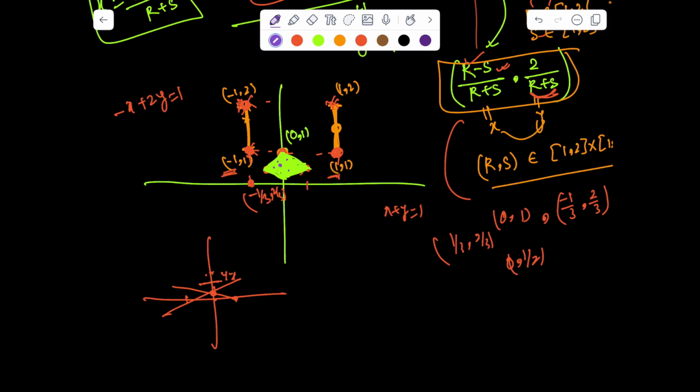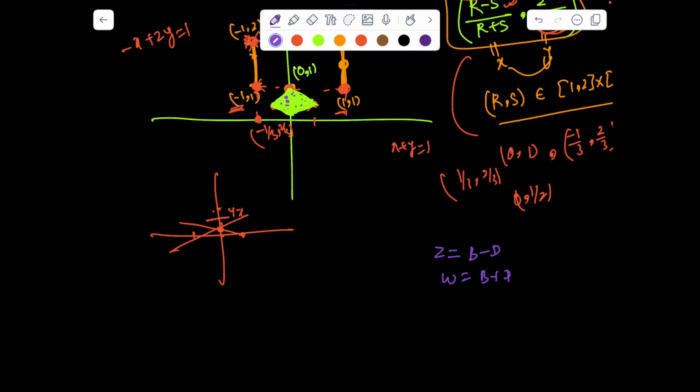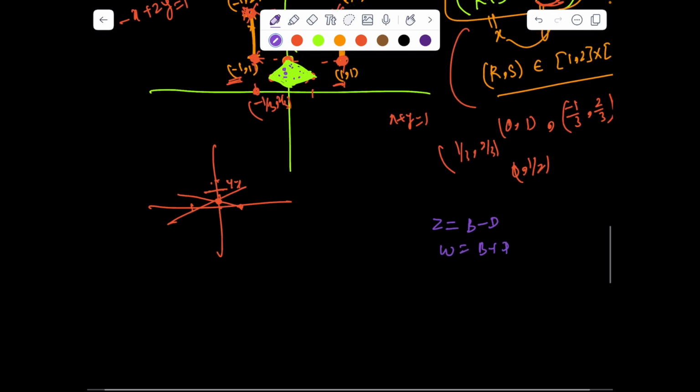Now the only claim which I am leaving up to you, and which is obvious because you can just give a geometrical explanation for that, is that each and every point here in this region will be achieved. Okay, for those who are watching this video, and if you want a very rigorous solution, you can make a change of coordinate. Okay, so this is left as an exercise for you. Z equals b minus d and w equal to b plus d.